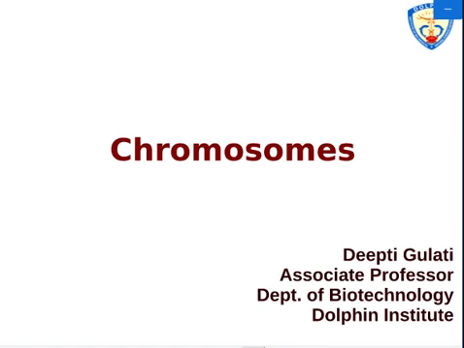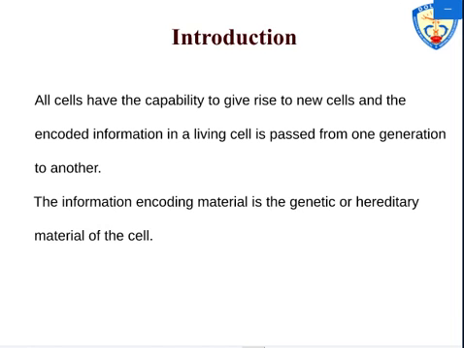Today in this lecture, we will be talking about the basic structure and organization of chromosomes. Now, as we all know, cells have the capability to give rise to new cells. By giving rise to new cells, whatever information is encoded in their genetic material, in their hereditary material, is passed on from one generation to another.